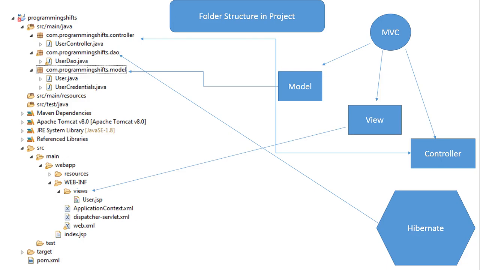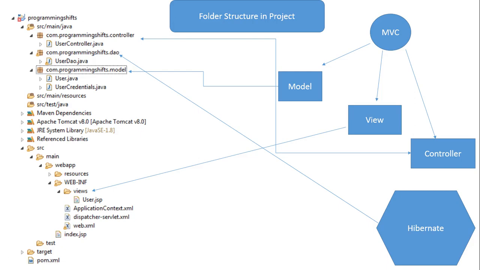The base package of these three folders is com.programming script, right? And the view pages are inside WEB-INF. I have created a view folder, inside which all the JSP files will be contained in future. I have already created one JSP file, user.jsp, that will be used for the user registration form fields, right? And there is another file, index.jsp, which is the root file of the project.